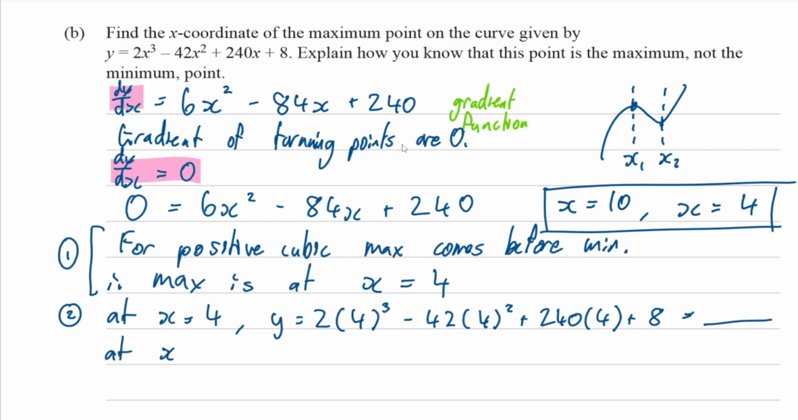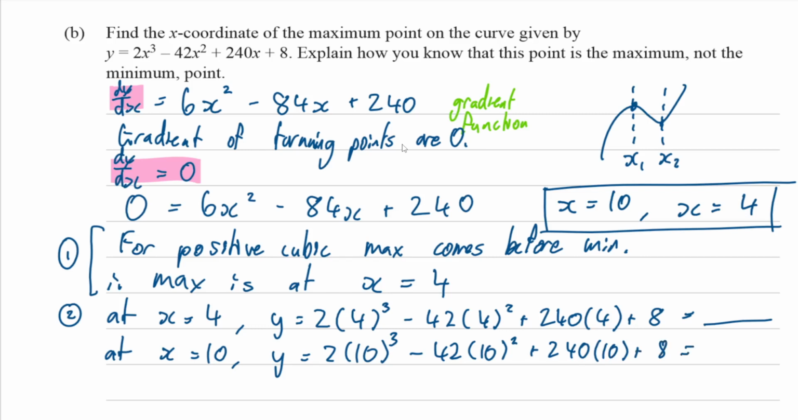And at x equals 10, you will do the exact same thing. Substitute in 10 for x. And you'll get a different number. And you will find that the number for x equals 4 is greater than at x equals 10. Therefore, the maximum is at x equals 4 because its y value is greater. Right, so that's another way you could justify it.